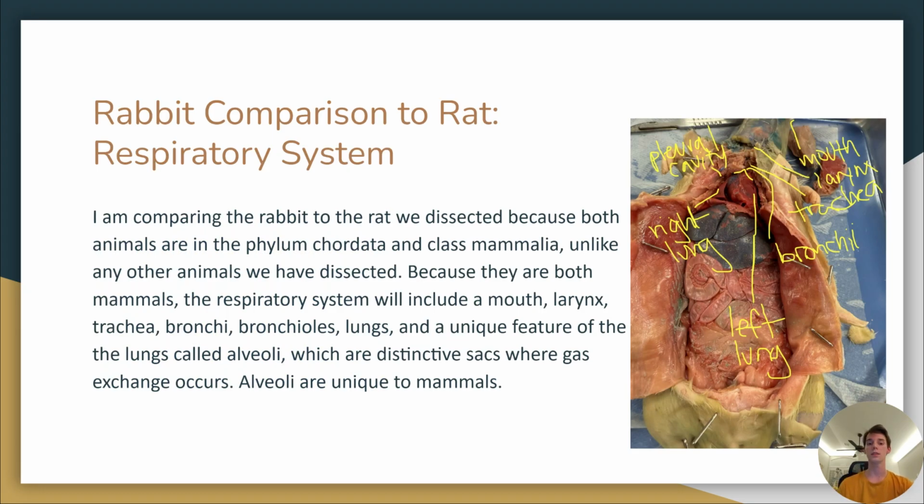I compared the rabbit to the rat because they are both in the phylum Chordata and they're both mammals. So the respiratory system is going to include a mouth, larynx, trachea, bronchi, bronchioles, lungs, and also the alveoli, which are unique to mammals.